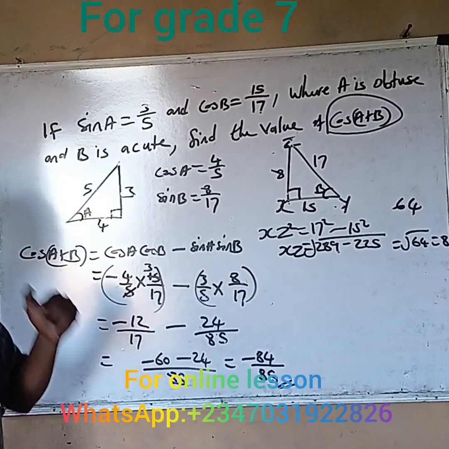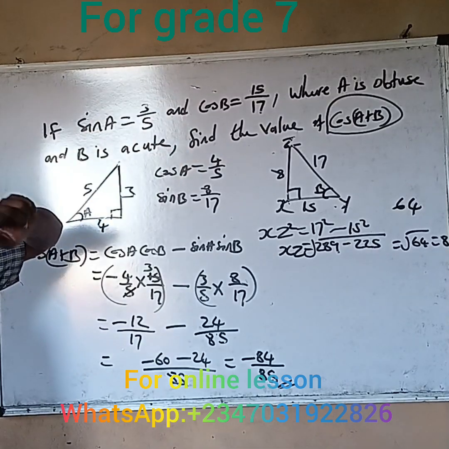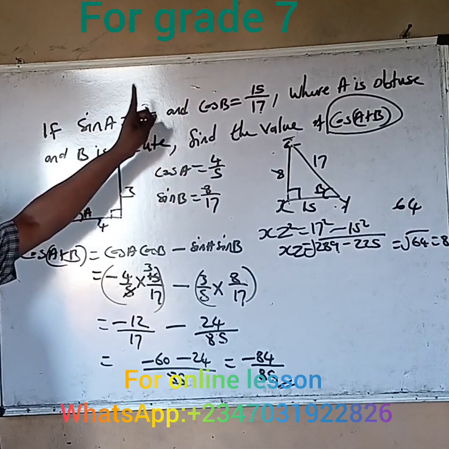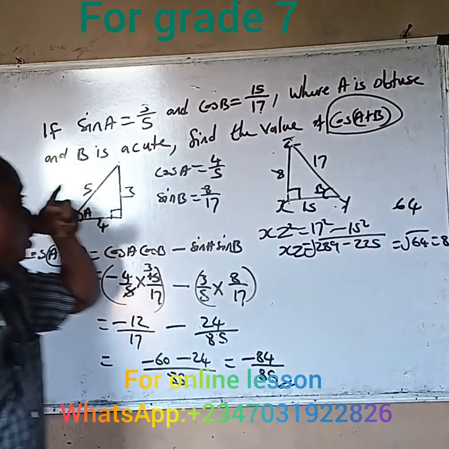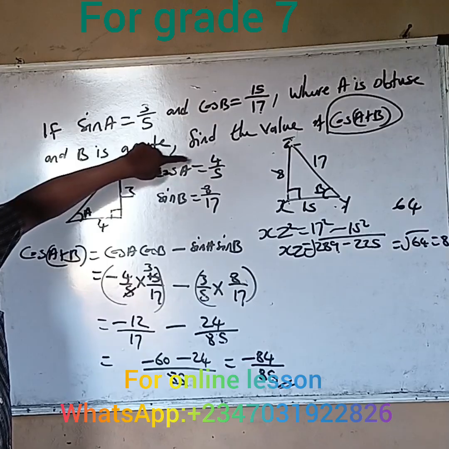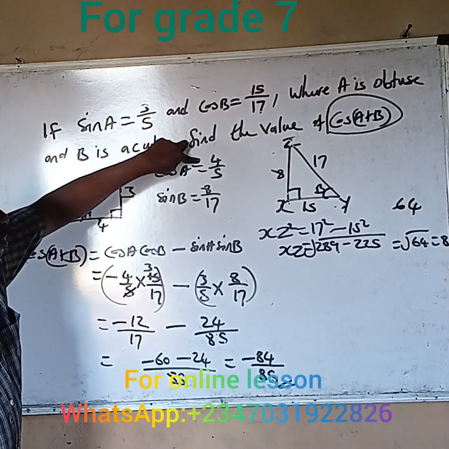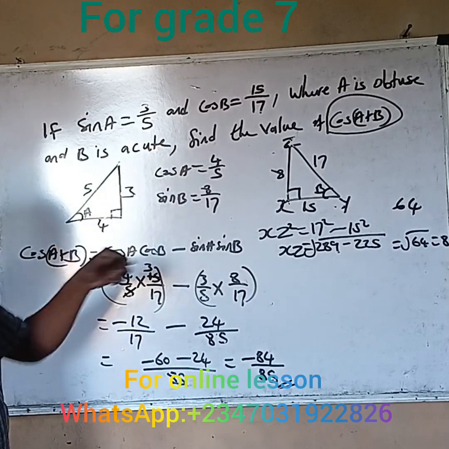So take note of that. When you have an obtuse angle, always know that obtuse is in the second quadrant, and in the second quadrant, sine is positive but cos is negative. That was why, when they say A is obtuse, we have to put minus on our cos A, because cos is negative in the second quadrant. Obtuse is second quadrant, greater than 90 but less than 180.